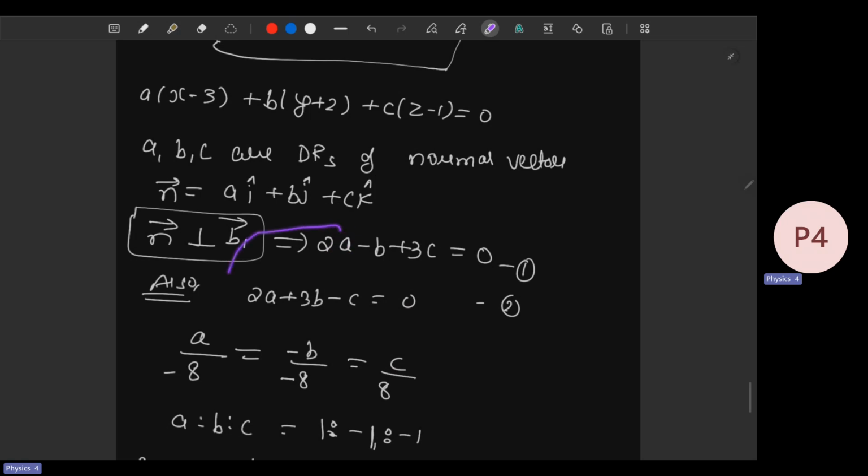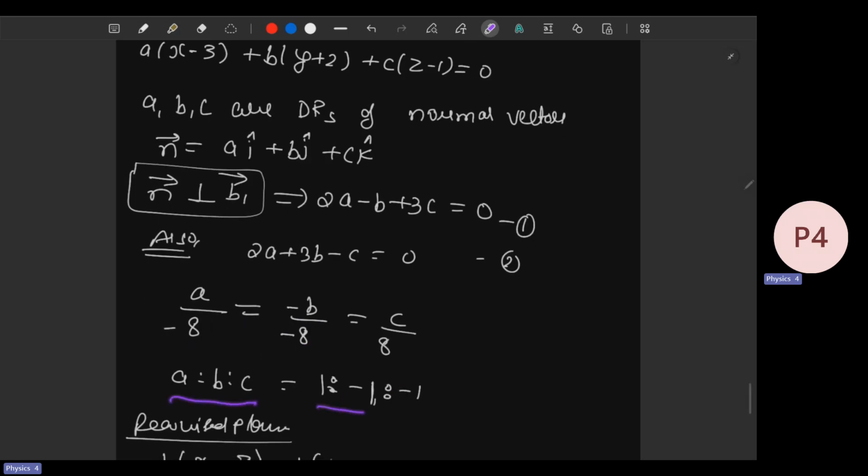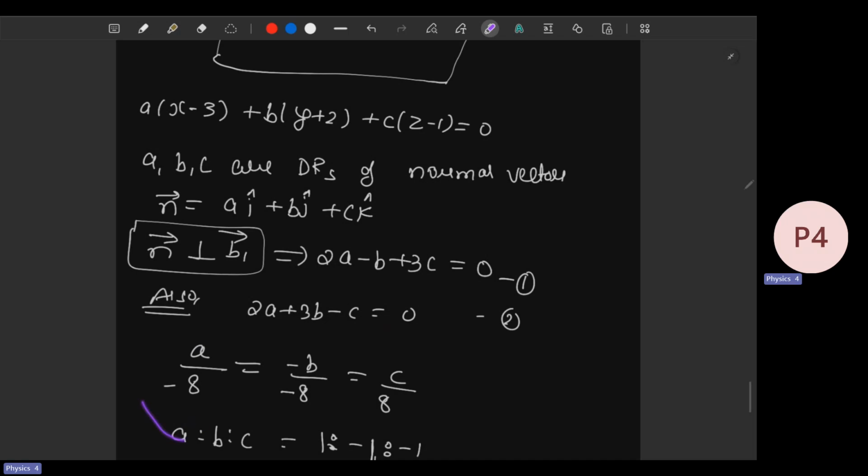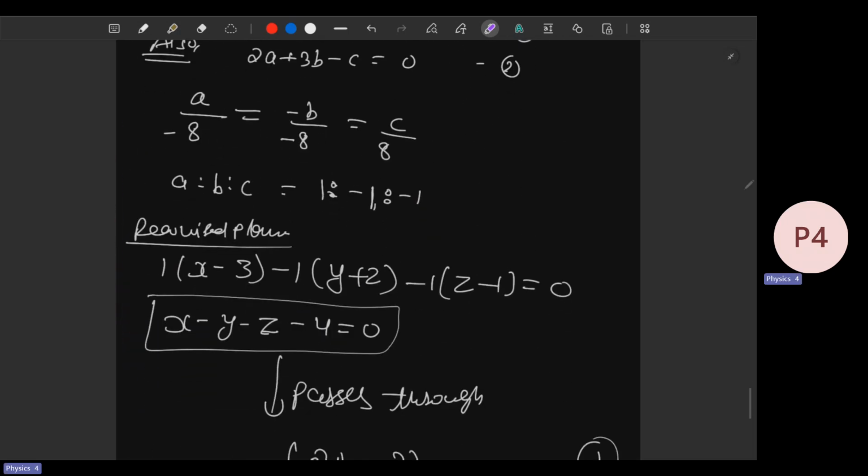Now we can solve these two equations. This into this. So this is a upon -8, minus b upon -8 equals c upon 8. So the ratio of a, b, c is 1 is to -1 is to -1. If we put the values of a, b, c in this equation, we will get the equation of the desired plane: 1(x minus 3) minus 1(y plus 2) minus 1(z minus 1) equal to 0. The equation of the plane is x minus y minus z minus 4 equals 0.